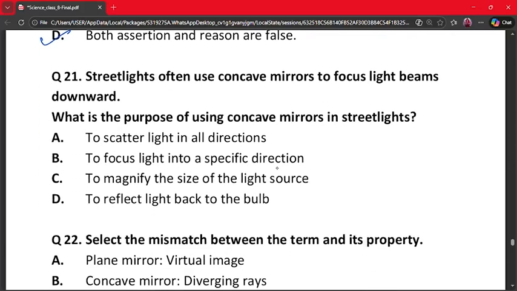Our next question is question number 21. Street lights often use concave mirrors to focus light beams downward. What is the purpose of using concave mirrors in street lights? A. To scatter light in all directions. B. To focus light into a specific direction. C. To magnify the size of the light source. And D. To reflect light back to the bulb. The correct answer is option D, because concave mirrors focus light into a particular direction and this helps illuminate roads efficiently. So that's why they are used in street lights.